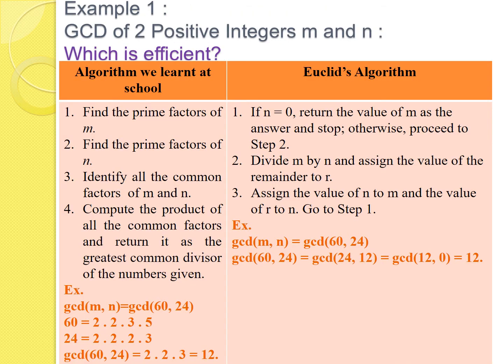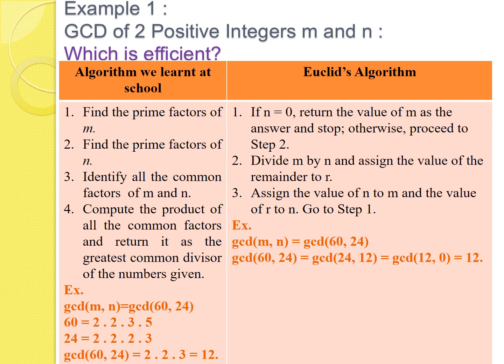Let us discuss two examples for mathematical computation. In each example, we will discuss two algorithms to do the computation, and also we will discuss which one is more efficient. The first example is to find the greatest common divisor of two positive integers m and n. The first algorithm is the algorithm we learn at school to compute the GCD.